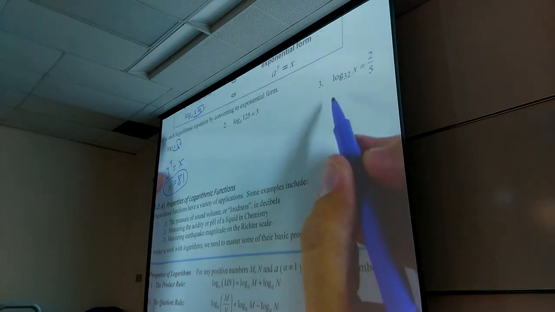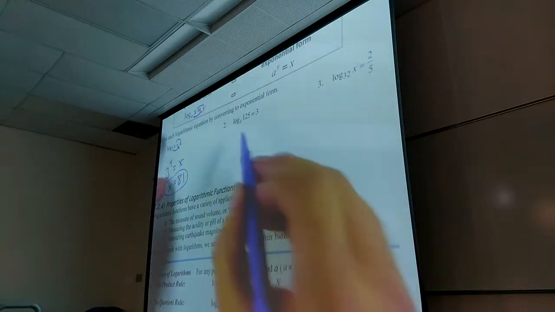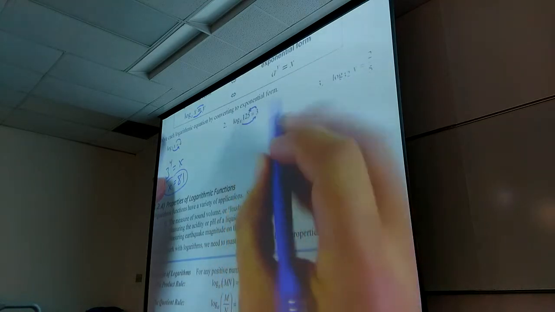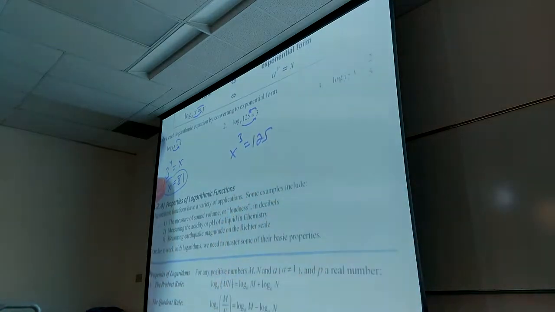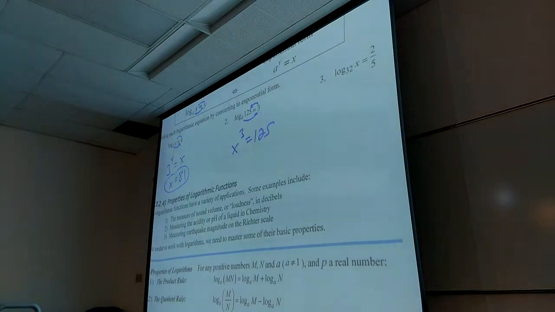I like problem 3 because it takes you back to earlier skills. So here, how do I rewrite this? Yeah, x cubed is 125. Now, when I'm talking about logarithms, the beautiful thing is their base for us has to be real.